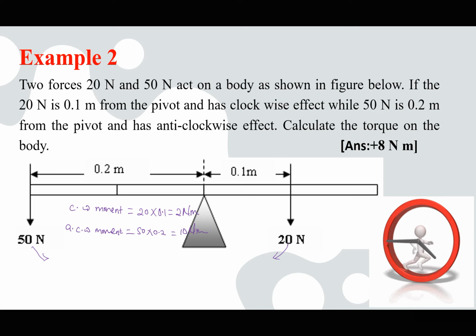newton meters. So if I want to find the torque on the body, that is going to be the resultant torque. Because the anticlockwise moments are bigger, the resultant torque is going to be 10 minus 2, which is 8 newton meters anticlockwise. Remember, moments are vector quantities, so direction is very important.